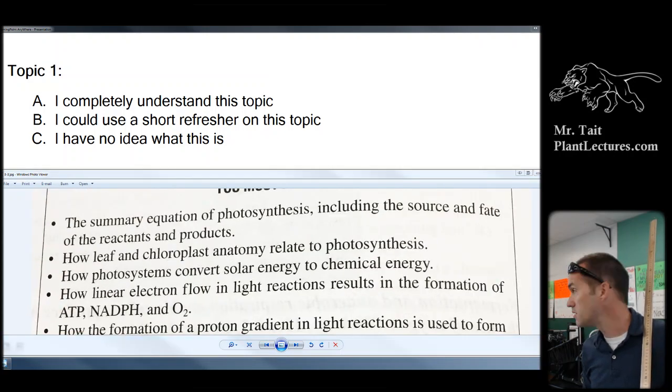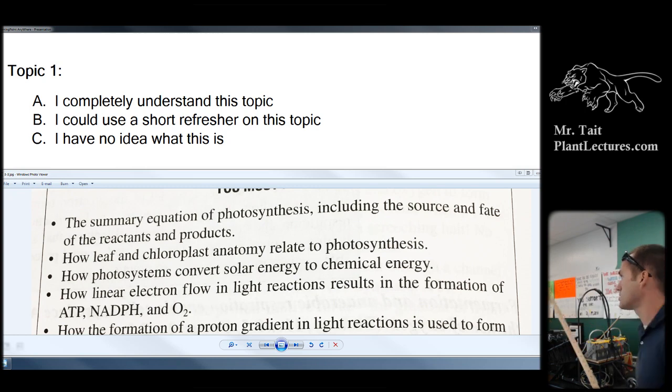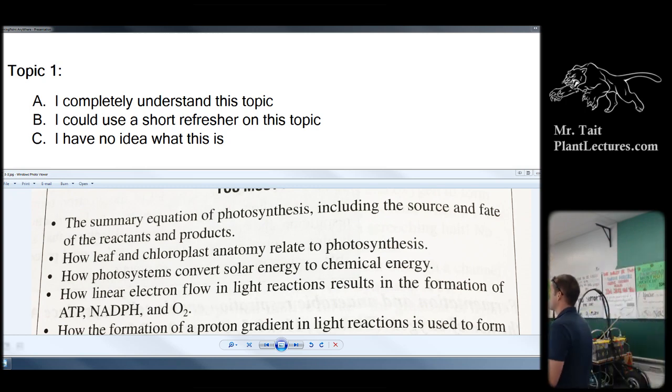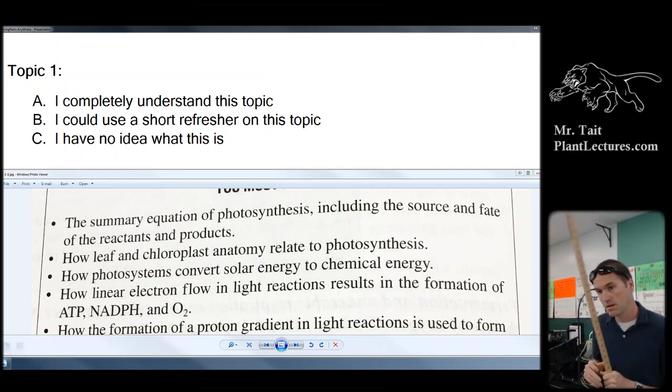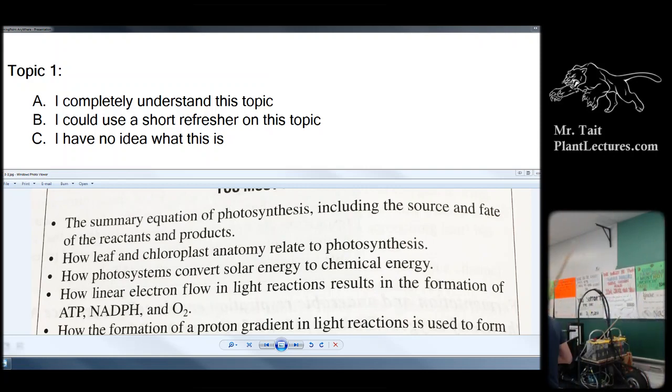We'll start with that. So the summary equation of photosynthesis, including the source and fate of the reactants and products. Short refresher needed. In photosynthesis you need carbon dioxide and you need water. So 6CO2 plus 6H2O, and it makes glucose, C6H12O6, and then it makes oxygen as a byproduct, so 6O2.